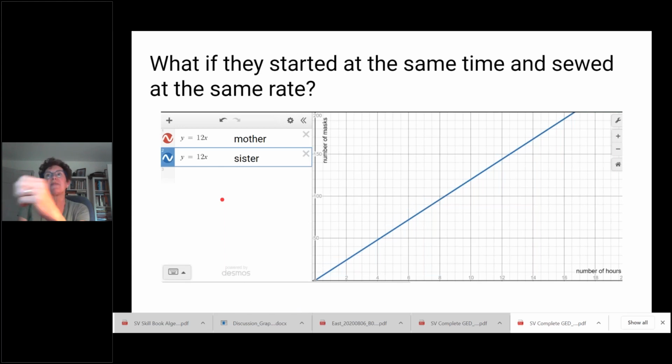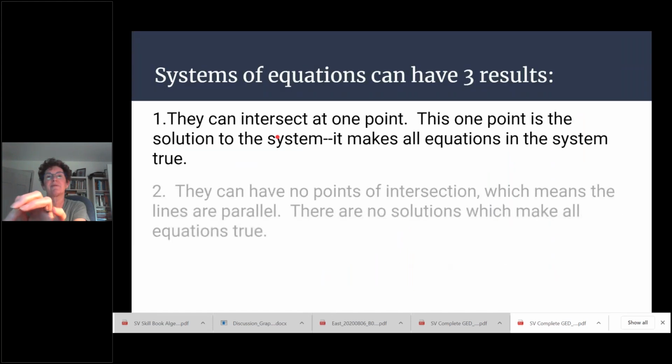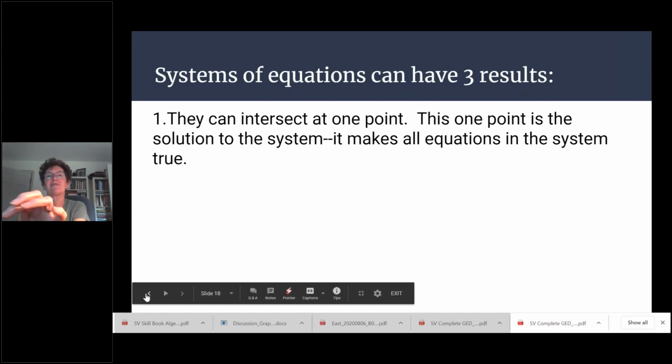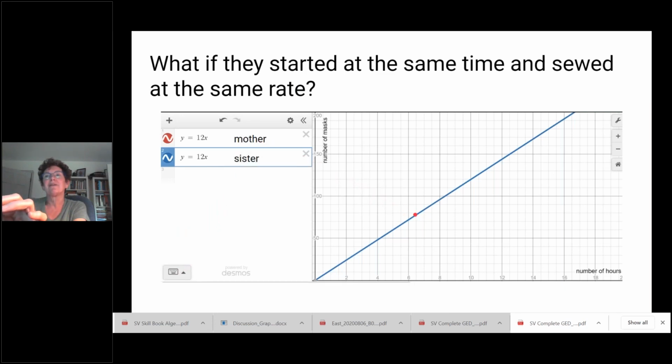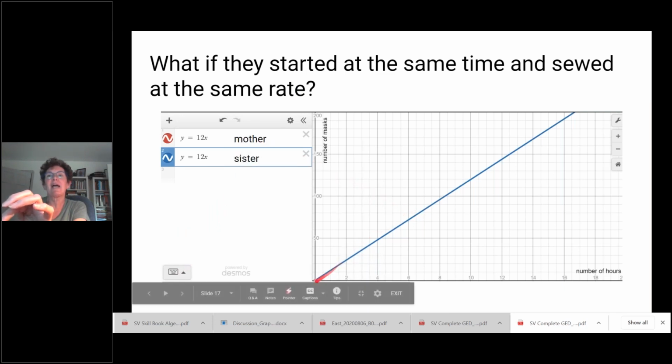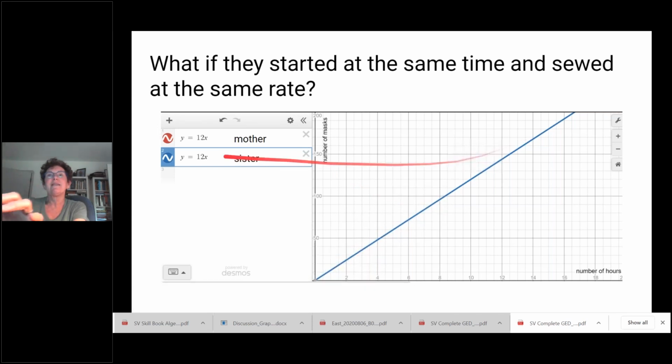What if they started at the same time and sewed at the same rate? What you can't really see, because I copied this picture on Desmos, is that if I clicked on my mother's equation, this line would turn red. This is the exact same equation. And in this instance, it's really easy to see because it looks exactly the same.